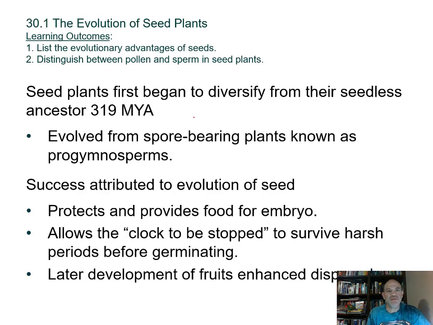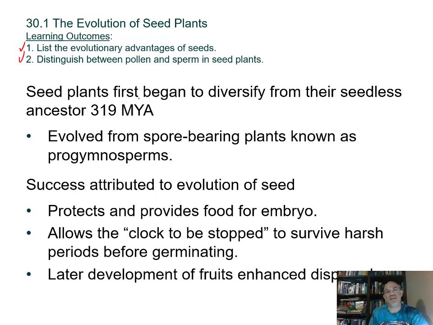So our first section looks at the evolution of seed plants, and your learning outcomes are to list the evolutionary advantages of seeds. What is it that made seeds an important step and led to the success of plants that produce seeds? And then distinguish between pollen and sperm in seed plants.